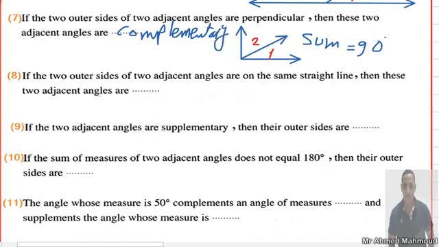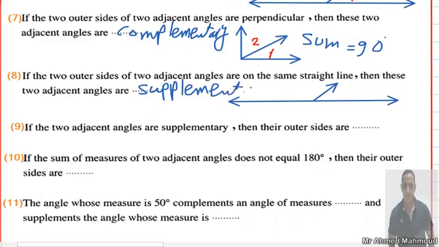If the outer sides of two adjacent angles are on the same straight line, like this, then these angles are supplementary, because since the outer side is straight, the sum of their measures equals 180. If the two adjacent angles are supplementary, then their outer sides are on the same straight line.